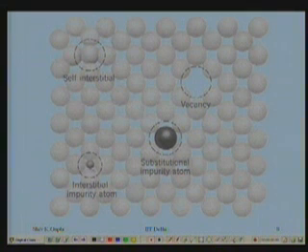Interstitial impurity atom. Now I'm calling it an impurity if it is not wanted. Sometimes it is added purposely, even then you can call it an impurity because it is not the matrix atom. And it is sitting in the interstitial void.